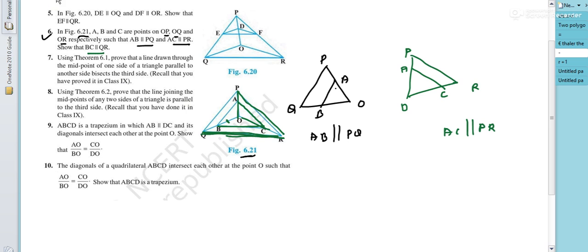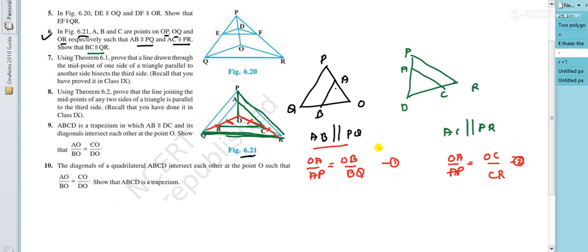When, if you look at this triangle, see properly. It's all about observation. When these two sides are proportional, correct? So let us see using the data, can we do it or not? Using this data, AB parallel to PQ, can I write OA by AP is equal to OB by BQ? Yes, it can be. Similarly, here we can write OA by AP is equal to OC by CR. Right? This is 1 and this is 2.